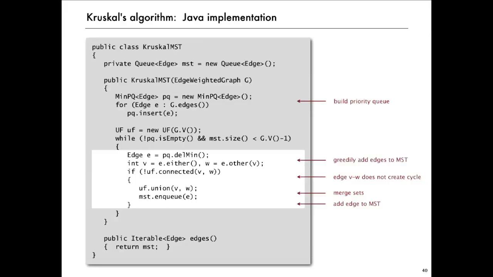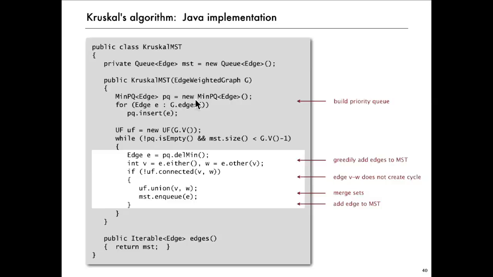Now, to consider the edges in order, we'll use a priority queue, a modern data structure. Let's take a look at every line in this implementation of Kruskal's algorithm. We're going to have a queue of edges. That's how we're going to represent the MST. It could be a stack or a bag, but we'll use a queue. And then the Kruskal MST algorithm takes a graph, and it's going to compute the MST in this MST. And to do that, it's going to use a priority queue, a minimum oriented priority queue of edges.